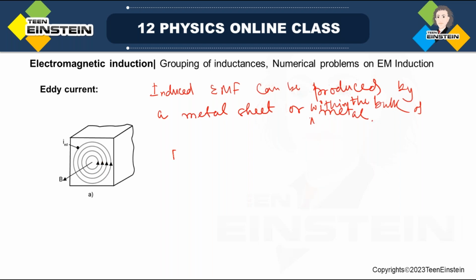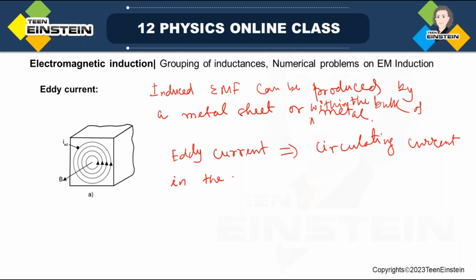Okay, eddy current means what? Eddy current means circulating current, and this circulating current will be in the plane perpendicular to the magnetic field.